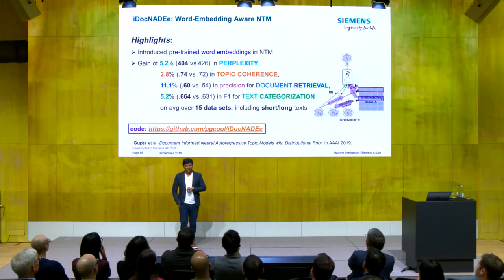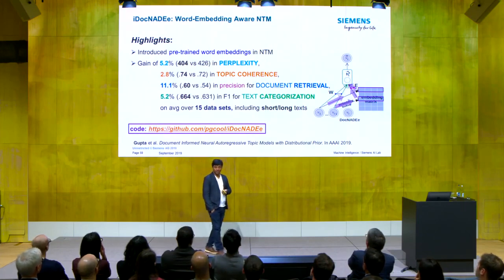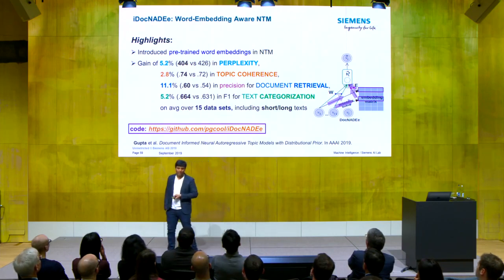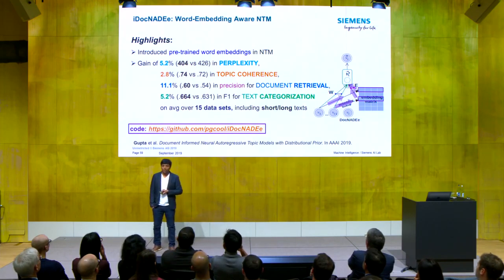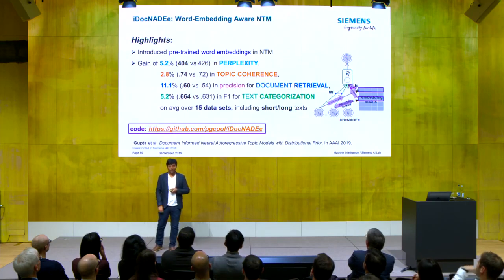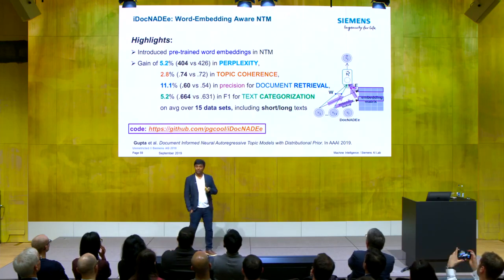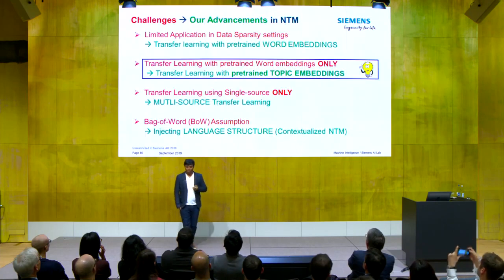I will skip that. We analyzed our proposed model on 15 data sets using several measures like perplexity, negative log likelihood, topic coherence, which is the quality of topics, and document retrieval and text classification, and you see the scores. The code is also available.